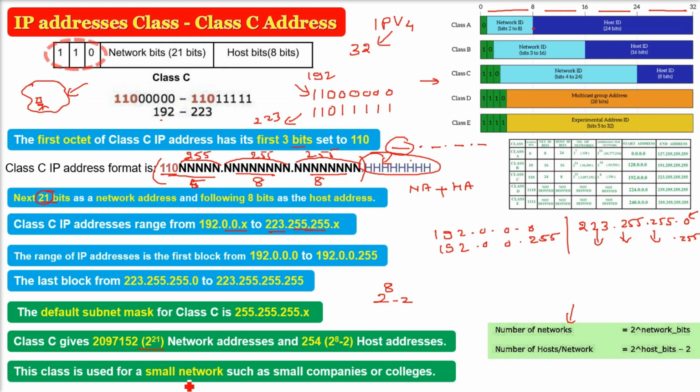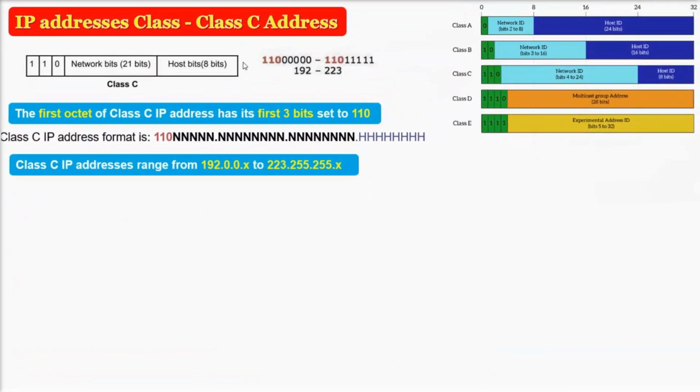So where do we actually employ this class C address? For a small network, for example, a company, a college, or even a school, because it is quite limited. In class C addresses, the number of hosts in one network can be at most 254. That is how class C addresses are used. Normally you will see 192.168 like that in your computer.